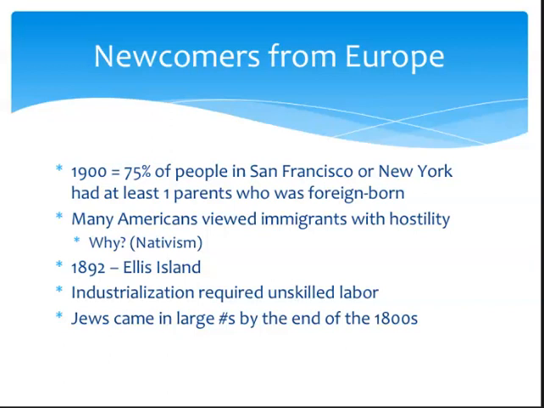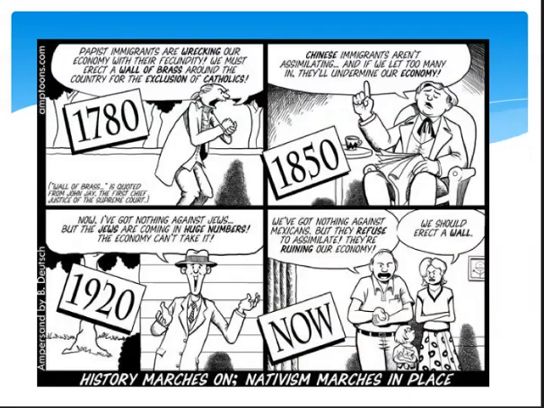Jews also were coming in large numbers. By the 1800s, you're going to see a lot of Asians, a lot of Europeans. Here's a little political cartoon that talks about immigration between 1780, 1850, 1920, and then kind of a modern day. So I'll just leave that up there for a second and you can read it.